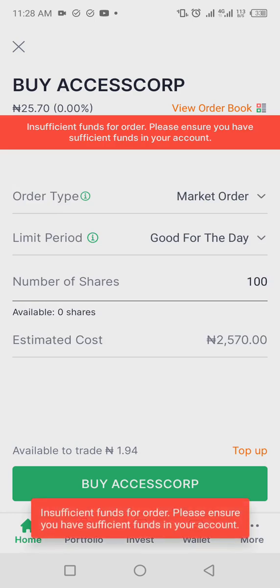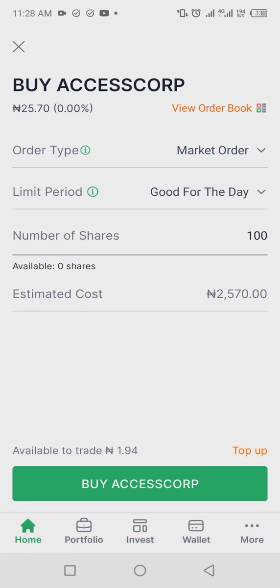This is what they showed me: insufficient funds. Exactly. So before I buy, I'll have to deposit about 2,570. Is that okay? If you want to deposit, you just follow the deposit process I showed. And if you want to buy, don't forget these things: good for the day, market order. So that's basically all when it has to do with buying of shares.